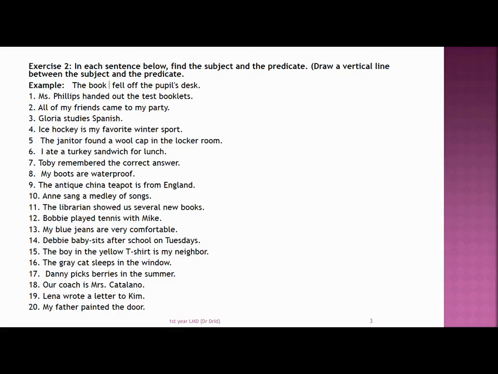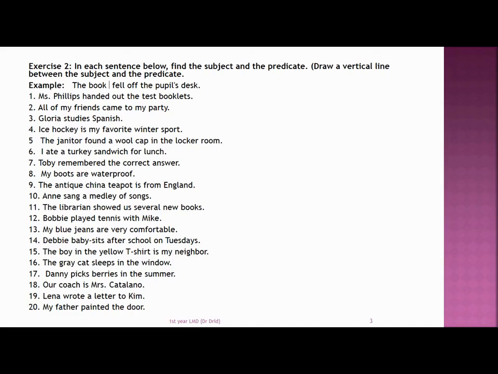1. Ms. Phillips handed out the test booklets. What should I look for here? I look for the verb to find the beginning of the predicate. Handed out the test booklets, the predicate. What we are speaking about, Ms. Phillips. Ms. Phillips is the subject.